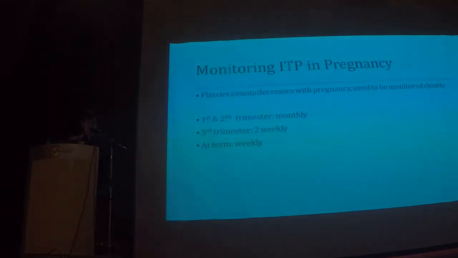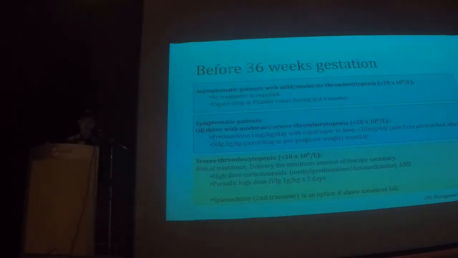So, monitor the platelet count in pregnancy. It decreases in pregnancy, and it may worsen towards the third trimester. So initially you can monitor them monthly, then two-weekly, then at term you need to check them weekly. Now this is actually from our national guidelines, which has never changed, and I think most people use the same. So generally if the platelet count is more than 20 when they are not yet term, the recommendation is no treatment required, but expect the platelet count to drop in the third trimester.